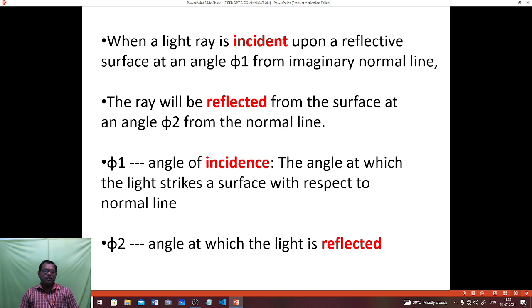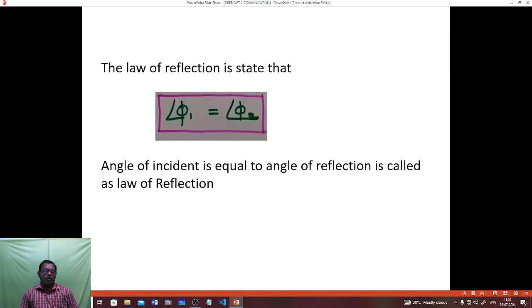The light angle is the incident angle at which the light strikes the surface with respect to the normal line. The law of reflection states that the angle phi 1 is equal to the angle phi 2, that is, the angle of incidence is equal to the angle of reflection. This is called the law of reflection.